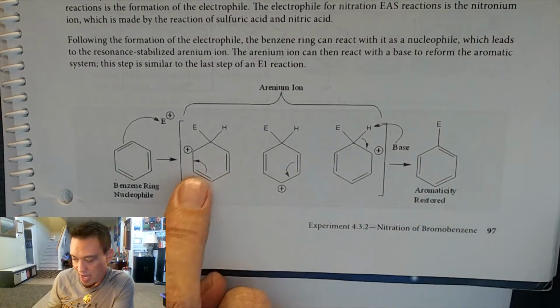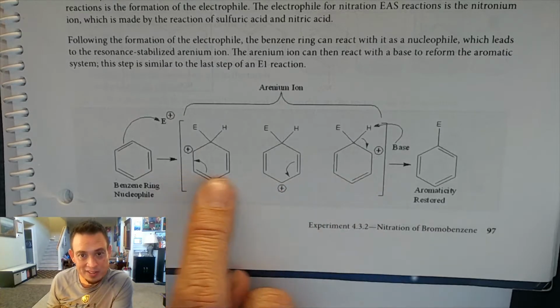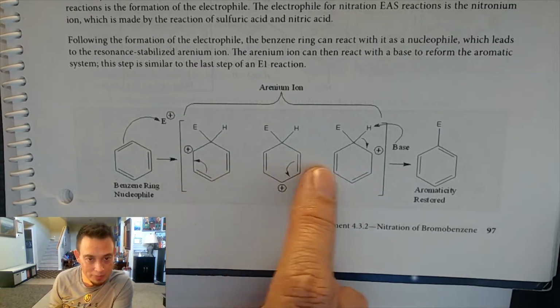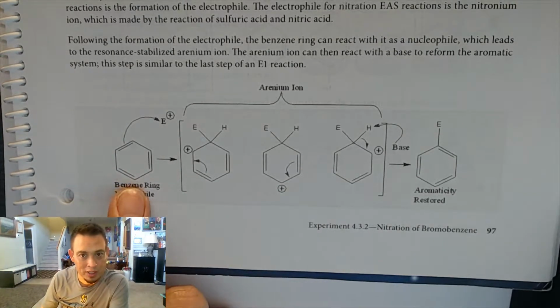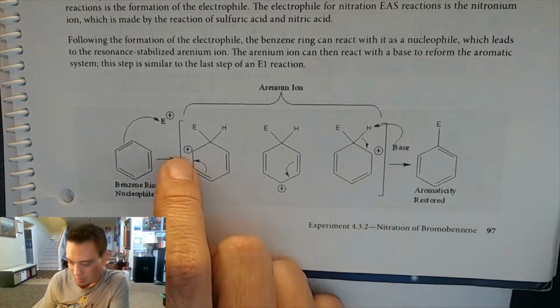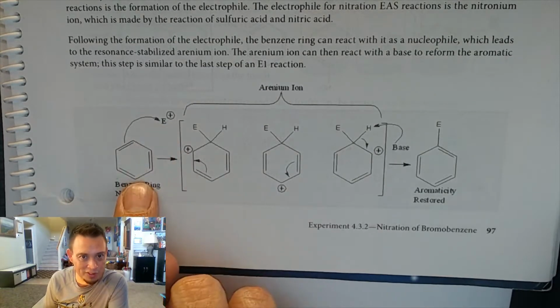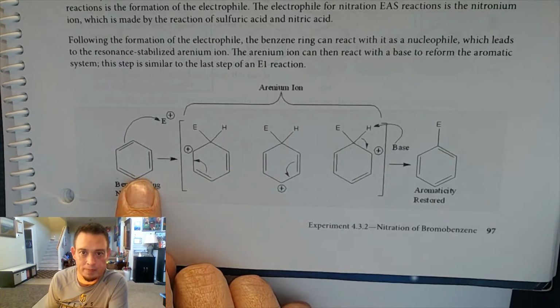After that, you do have the arenium ion, which does have resonance stability, allowing it to actually form due to the resonance here. It's still relatively high energy compared to the starting compound. So you still need either a strong electrophile or this is very strongly activated for it to work.